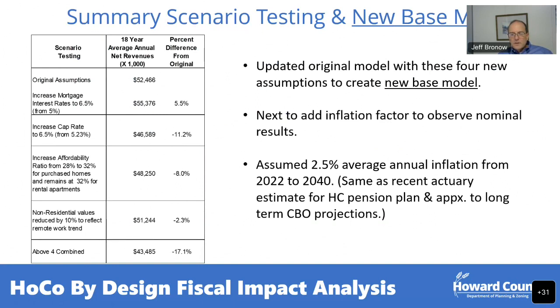But again, you look at the magnitude of that and the reasonableness of that to get an understanding of what those impacts may be. So they're still positive net revenues, they're just less than what they had been before. So next, we're going to add the inflation factor to all of these changes as well to look at the nominal results. And that's what this shows.